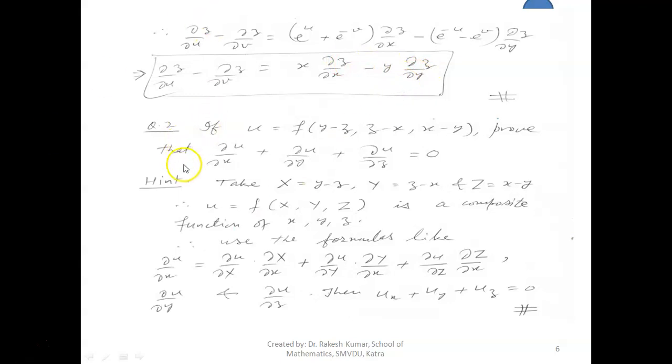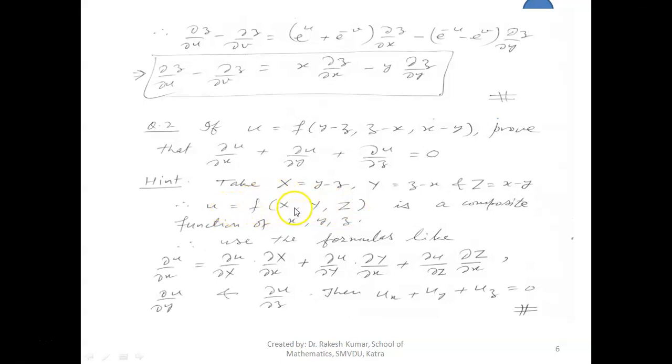Now taking up the second question. If u is equal to f(y minus z, z minus x, x minus y), then prove that this is equal to 0. So in this case, let us assume that capital X is equal to y minus z, capital Y is equal to z minus x, and capital Z is equal to x minus y. So now what happens? u becomes f(X, Y, Z).